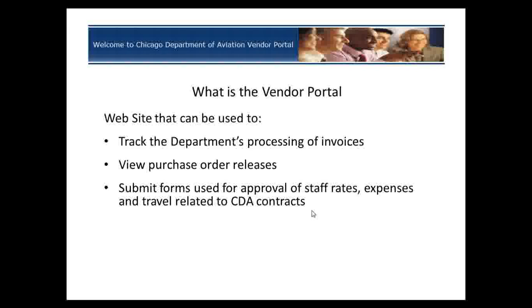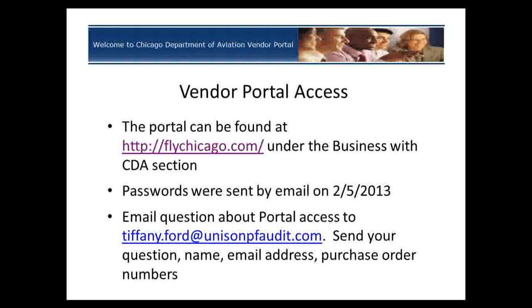The Vendor Portal is a website that can be used to track the department's processing of invoices, view purchase order releases, and submit forms used for approval of staff rates, expenditures, and travel related to CDA contracts. The Vendor Portal can be found at flychicago.com under the Business with CDA section.